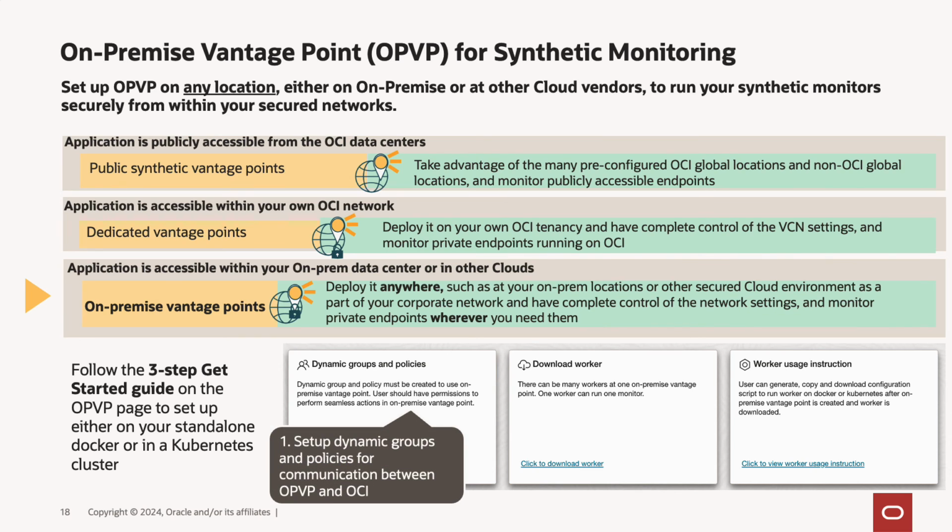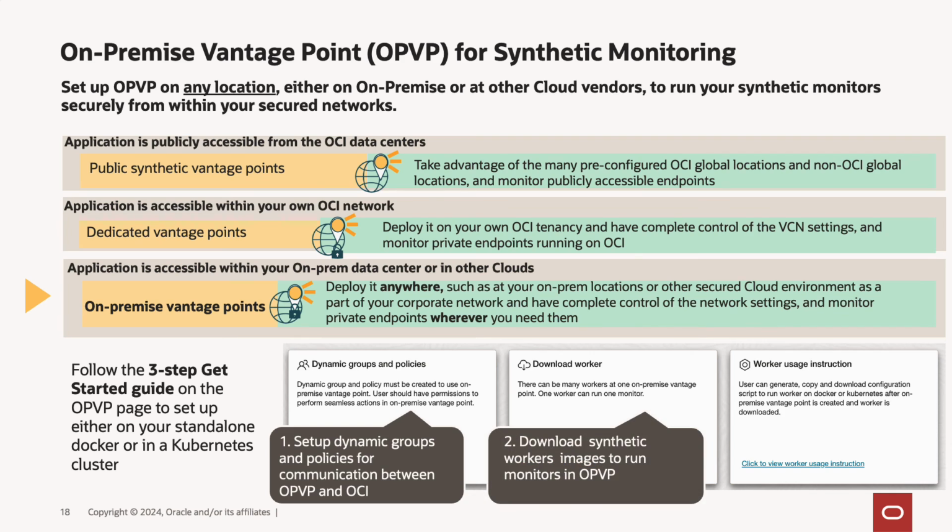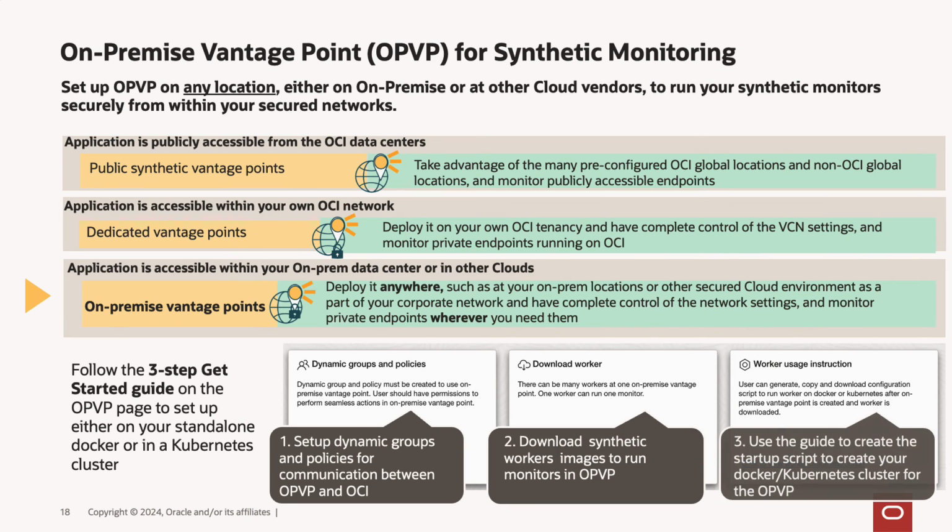The first step is to set up dynamic groups and policies that are required for OPVP to communicate with OCI. The second is to download synthetic worker images that are needed for running monitors in your OPVP. Once these are done, you can look at the worker usage instruction page to create a startup script to run worker on either Docker or Kubernetes cluster.